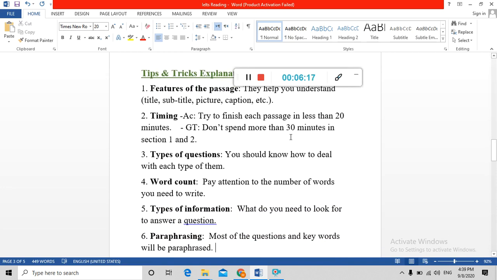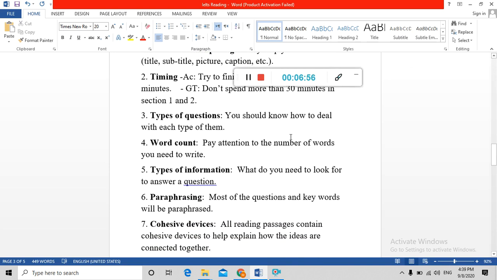Types of information. You need to know what you need to look for to answer a question. So you have to know what type of information you're looking for. Paraphrasing again. In the reading test as well, paraphrasing is very important, as it is in the listening part, because most of listening and reading depends on paraphrasing. Most of the questions and keywords will be paraphrased.